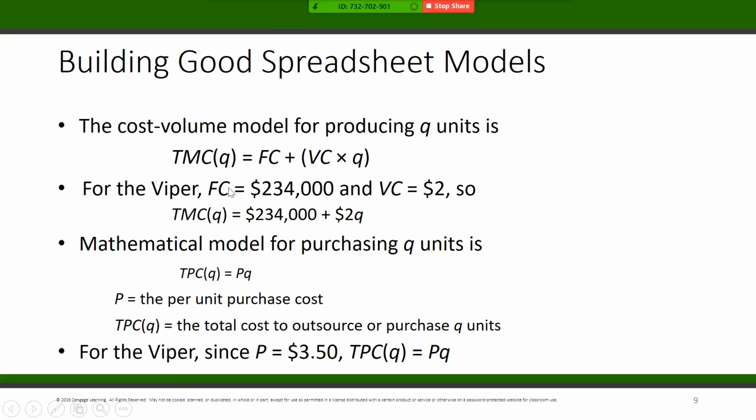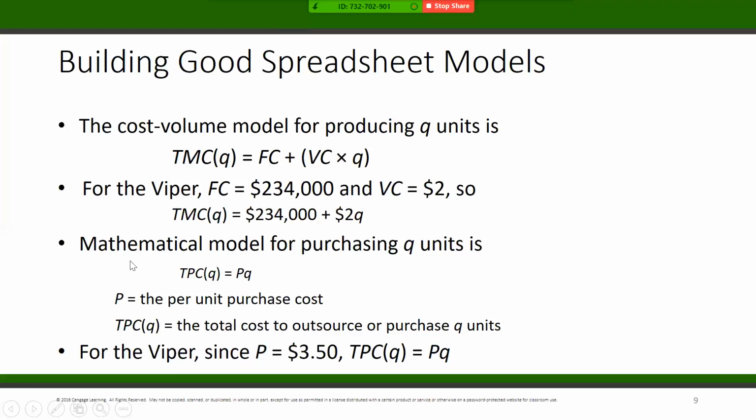And so for the Viper, the fixed cost equals 234,000, like we mentioned. The variable cost was $2 for each unit produced. So the TMC of Q is 234 plus 2 times Q. So whatever units we produce, that's going to be multiplied by 2 and then added to our fixed cost.